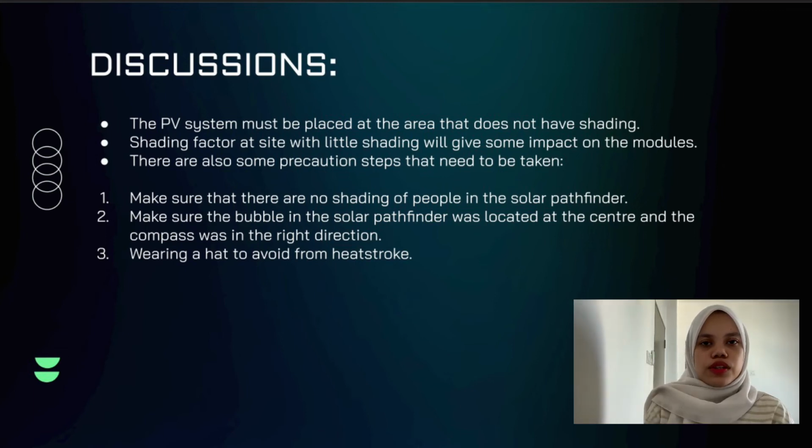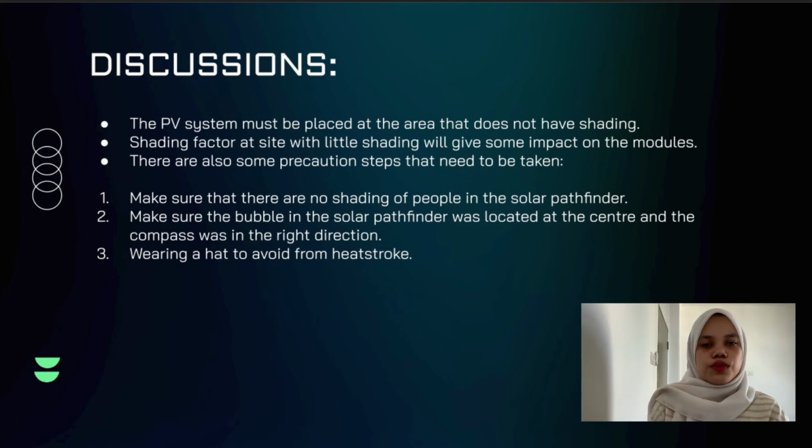There are also some precaution steps that need to be taken in the experiment. The first one, we have to make sure that there is no other people shading on the solar pathfinder. We also have to make sure that the bubble is at the center of the instrument while the compass is in the right direction. We also have to wear a hat to protect ourselves from heat stroke.